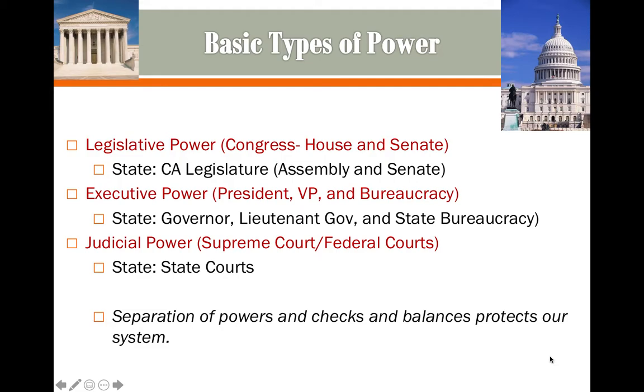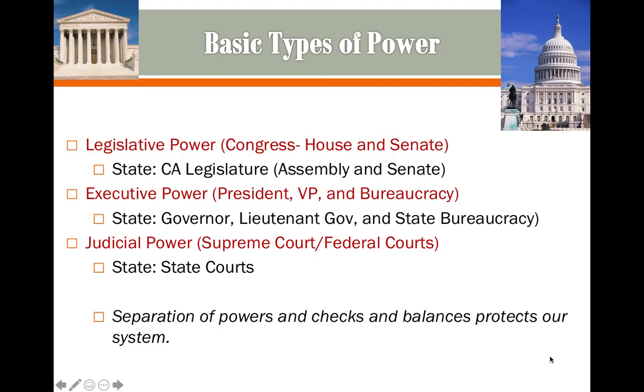At the state level, we also have this. We have assembly and we have senators at the state level. Executive power is the president, vice president, bureaucracy, the different departmental government within the executive there. We also at the state level have governor, lieutenant governor, state bureaucracy as well. Within the judicial power, we also have the Supreme Court, the different federal courts. At the state level, we also have the state courts.